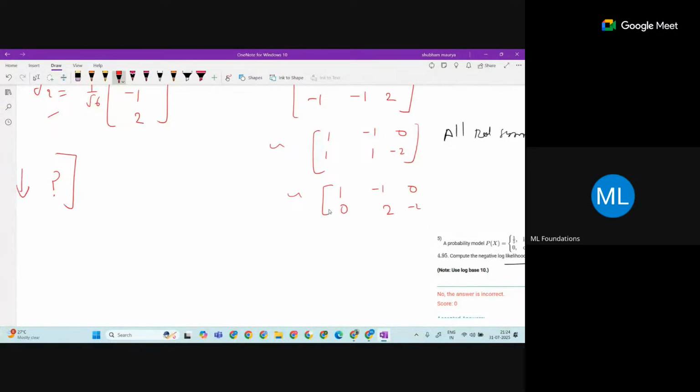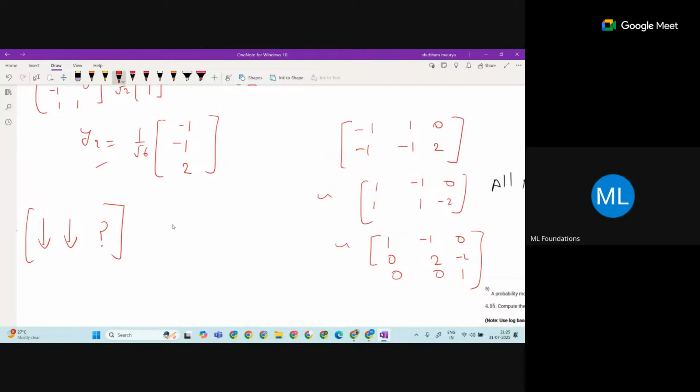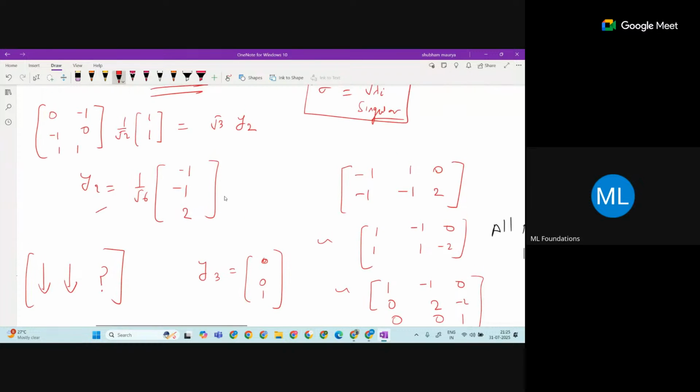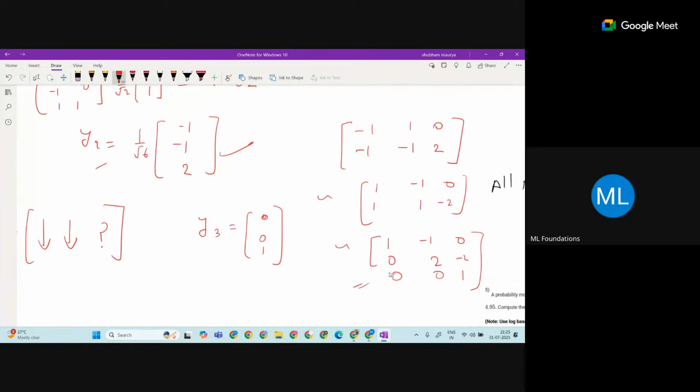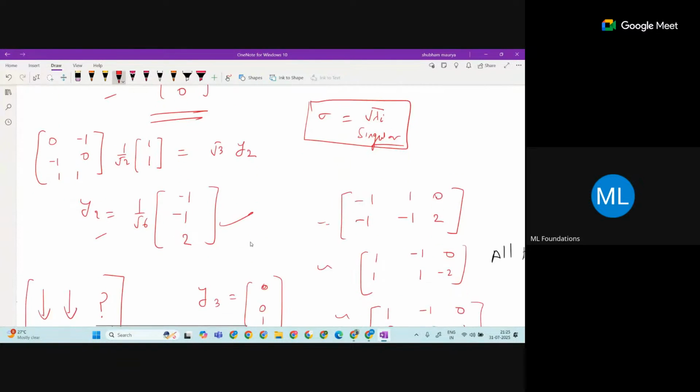So in the third vector, what can you assume? Here is 0, here is 0, and here is just 1 if you assume. So these three vectors are independent. This is how you can check how to get the third vector. So you can assume y3 as 0, 0, 1, which is independent of these two. In this way you can verify that these three are independent now.